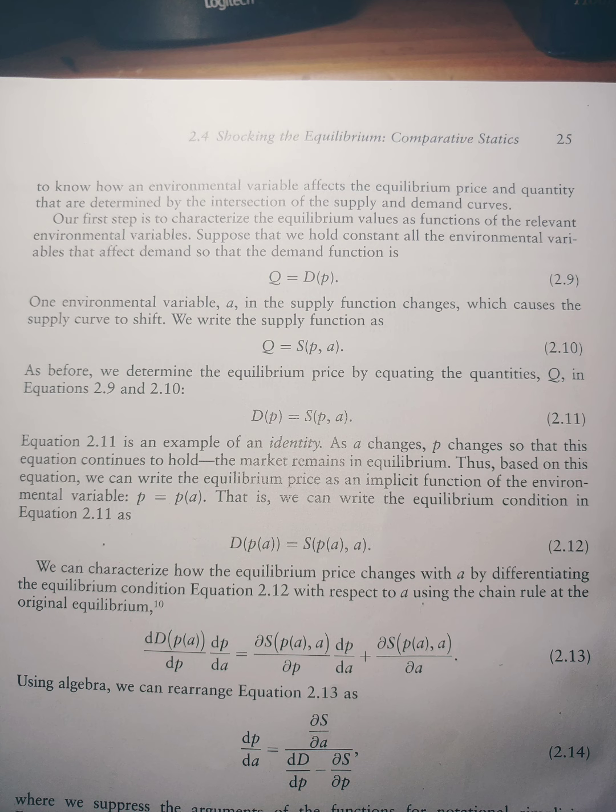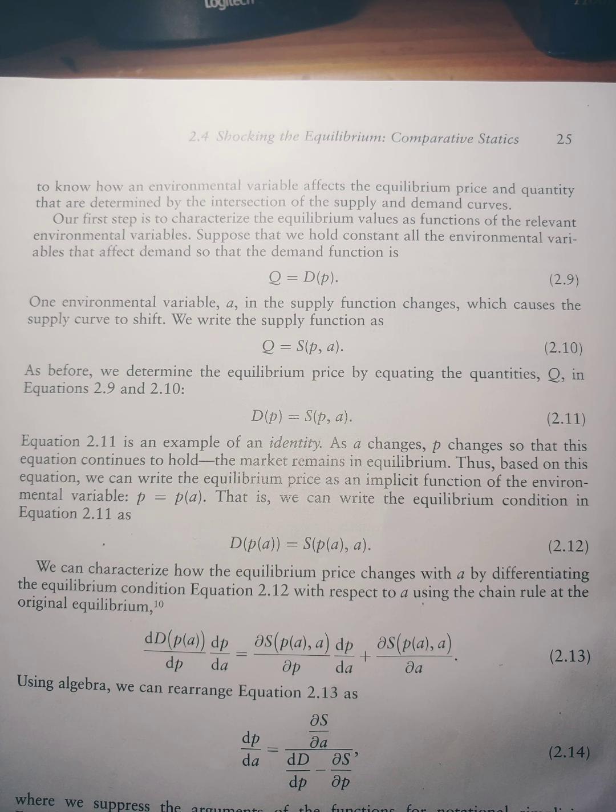Equation 2.11 is an example of an identity. As A changes, P changes, so that this equation continues to hold. The market remains in equilibrium. Thus, based on this equation, we can write the equilibrium price as an implicit function of the environmental variable, P = P(A). That is, we can write the equilibrium condition in equation 2.11 as D(P(A)) = S(P(A), A), equation 2.12.